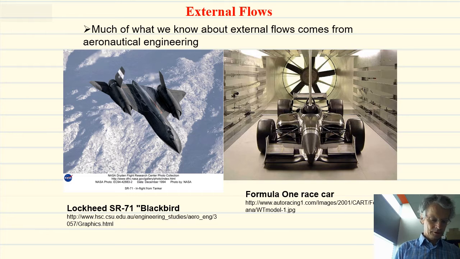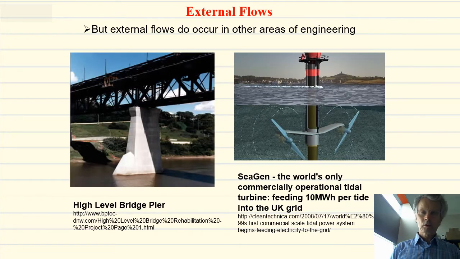Now, some external flows are more relevant to civil and environmental engineering. Bridge piers are objects that are immersed in rivers, and there's a picture of the High Level Bridge. Of course, the river flows in this direction and flows around the bridge piers, so we can think of the flow around that pier as an external flow.